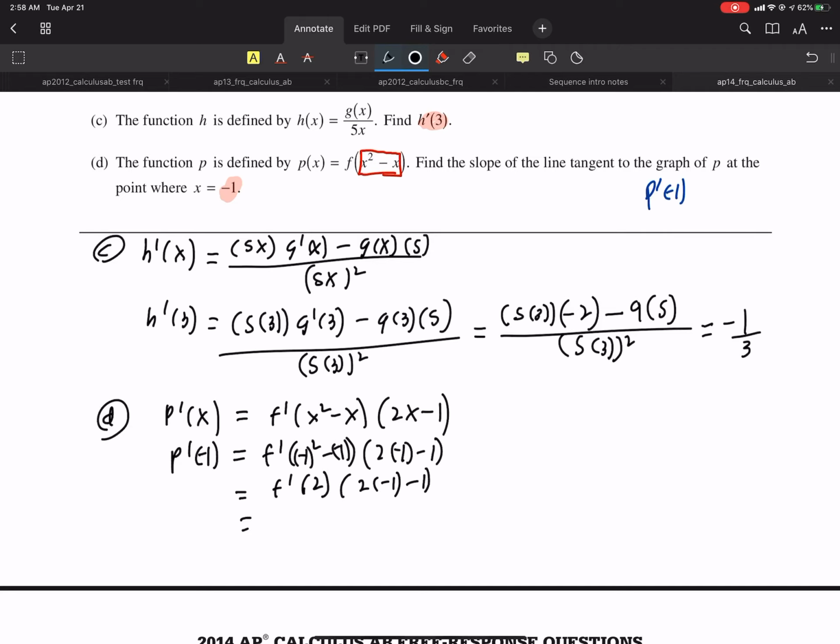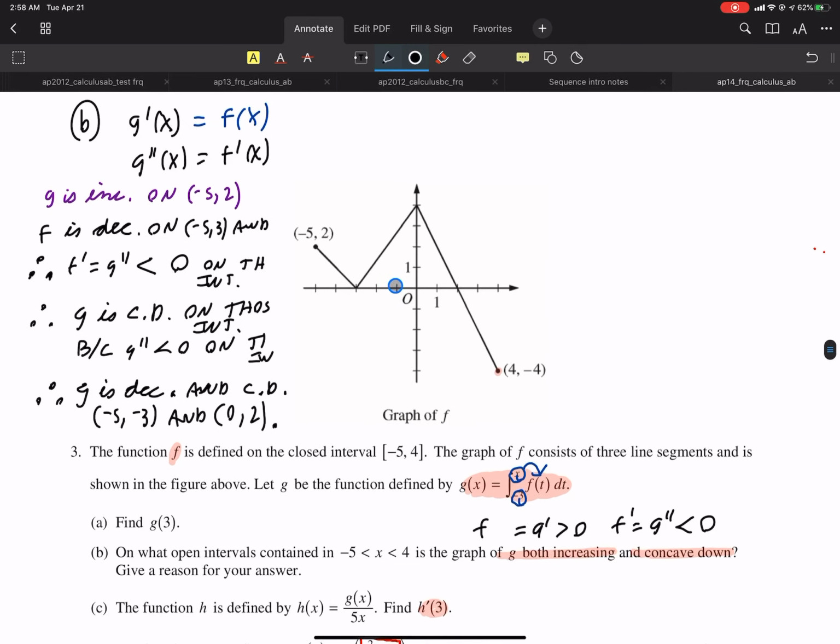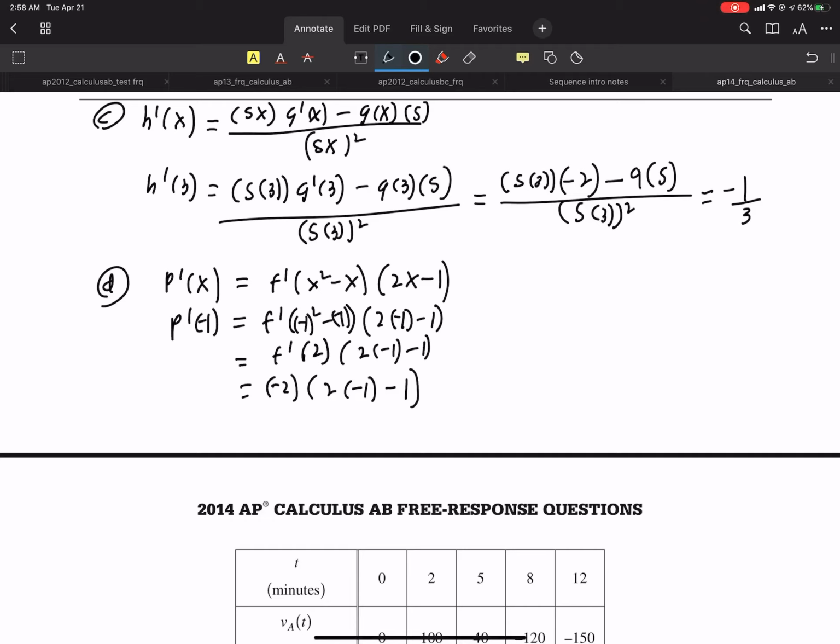All right, f prime of 2. That's the slope of f at 2. What's the slope of f at 2? Well, the slope of this line we found earlier is -2. So we get -2 times 2 times -1 minus 1. That's your answer. Leave it. Stop. Don't do it to yourself. Don't simplify it. We're done. One more to go for today.